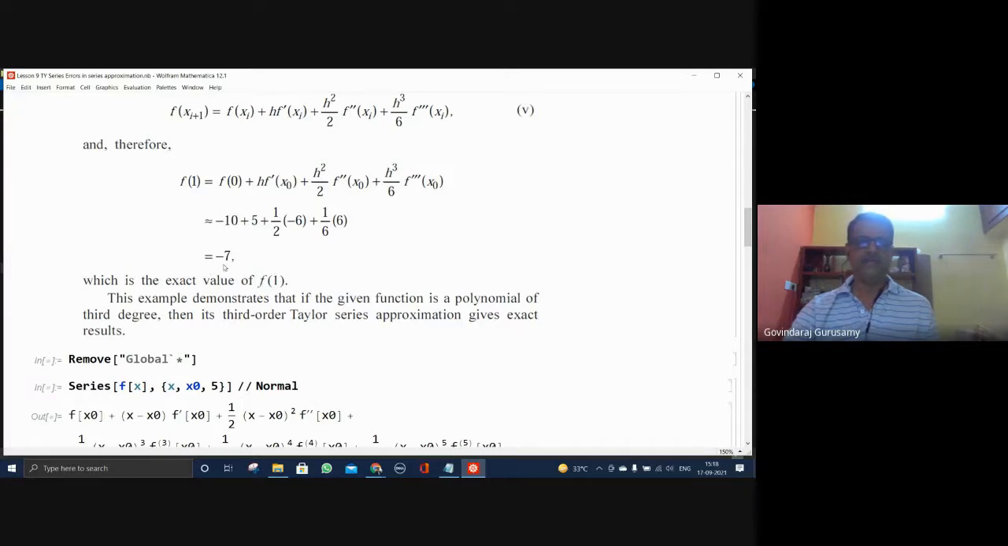Now, if you go beyond that, again you'll get the same value, minus 1, because f3 prime, f4 prime equal to 0, therefore the term automatically goes. It is enough to stop with this, which is the exact value of f of x. This example demonstrates that if the given function is a polynomial of third degree, then the third order Taylor series approximation is the exact result. It is true because when you go to a fourth order, the derivative of order 4 goes to 0, therefore all other terms go to 0.